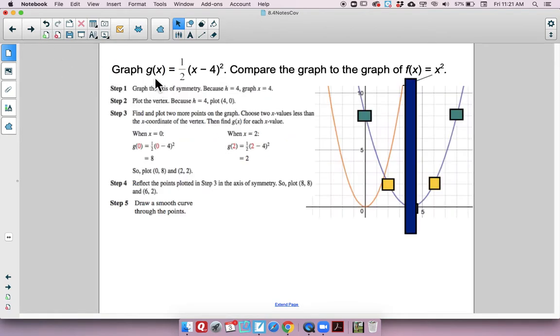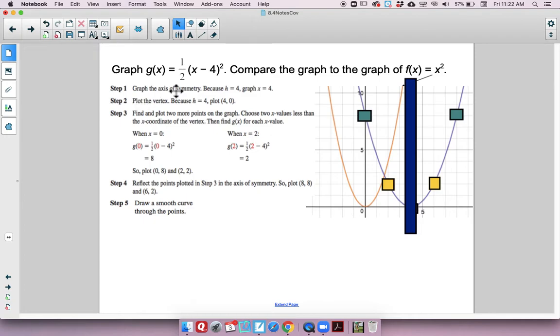So let's graph g of x equals 1/2 (x minus 4) quantity squared and compare that to our parent function f of x equals x squared. So you can see the parent function is right here. Okay. And I kind of have the graph that we're going to be doing right here, but I want to show you how we arrived at that. So that's why I have this up here with a couple things that are covered.